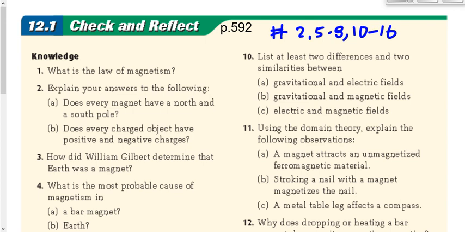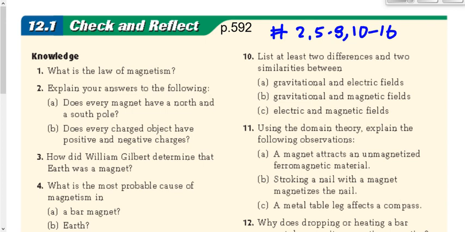Number 11, it says, using the domain theory, explain the following observations. A magnet attracts an unmagnetized ferromagnetic material. We got a simple, quick, one-sentence answer to this question. How does a magnet attract an unmagnetized ferromagnetic material? Yep, Julia? Yeah, it temporarily aligns the domains in the same direction as the domains of the magnet, right? Stroking a nail with a magnet magnetizes the nail. That's pretty much the same thing, right? It aligns the domains, but if you stroke it, it tends to be a little bit more permanent. Okay, I wouldn't want to say permanent, because that effect will disappear, but it lasts longer than if you just bring it nearby.